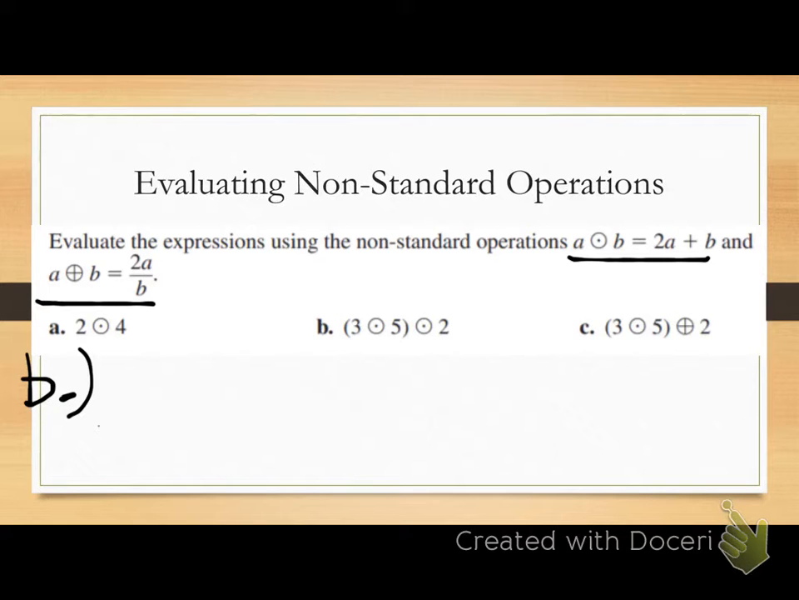Okay? So with 3 circle dot 5, what is my A value? 3. What is my B value? 5. Everyone good with that? Identifying A and B.